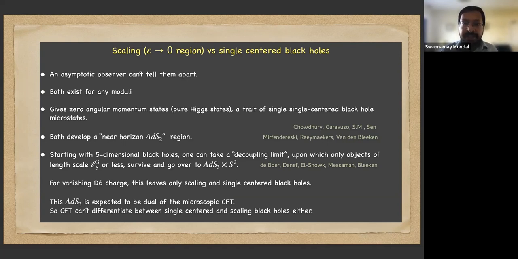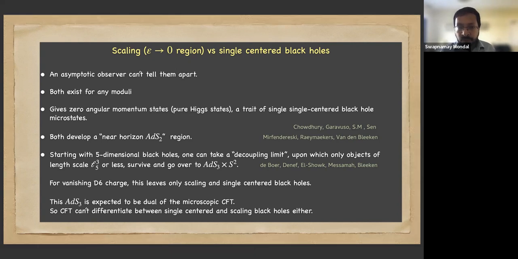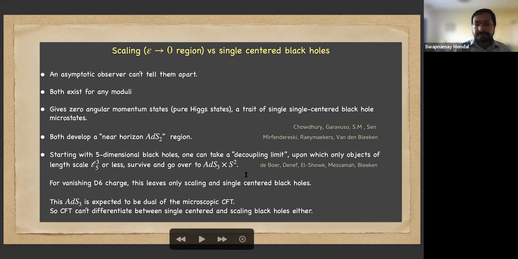Then when you turn on the metric and write down the explicit metric, if you take this limit epsilon goes to 0, you actually find an AdS2 factor, which is standard for supersymmetric 4-dimensional black holes, like rotationally spherically symmetric. You get an AdS2 factor. And the same similarity holds at the level of 5 dimensions. You can also work in 5 dimensions. Then you can take a certain decoupling limit, which was done by this work, where people find that objects that are smaller than a certain length scale survive and go over to AdS, developing an AdS3 throat.